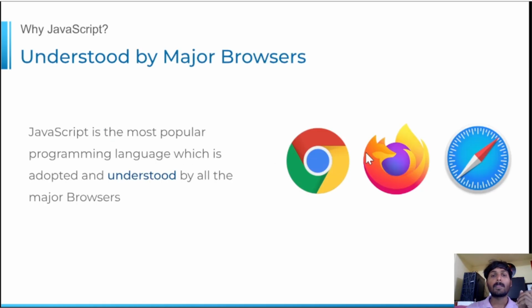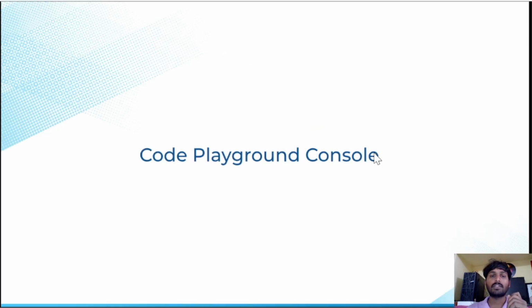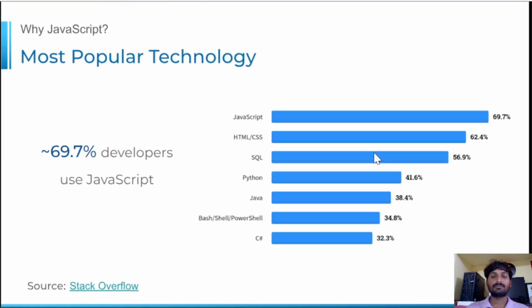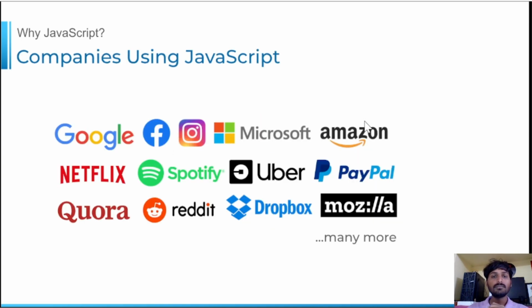Let's see why JavaScript. It is understood by all major browsers. All major browsers can understand a JavaScript program, and it is adopted and understood by many browsers easily. This is the main reason, and also it is popular. 69.7% of developers are using JavaScript. Also many companies are using JavaScript to develop their applications.